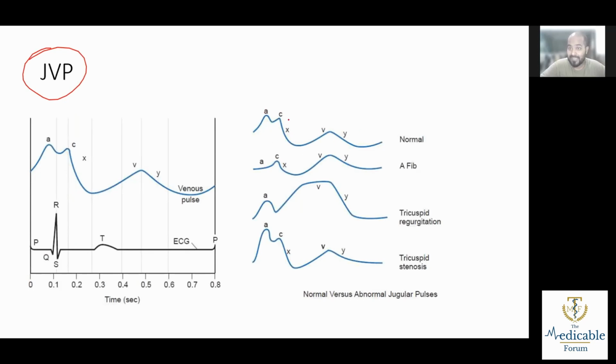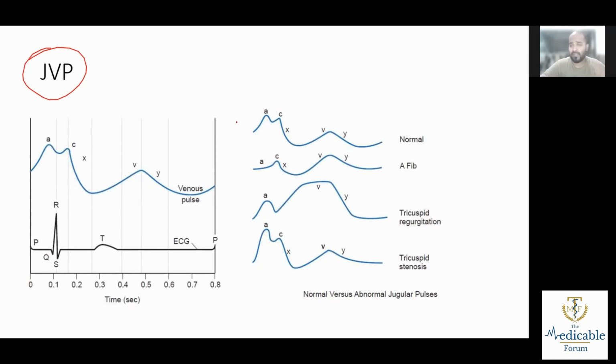So your JVP consists of a few waves, the ACXVY. A is due to the atrial contraction. Remember, A for atria. Now JVP is actually the projection of pressures from the right atrium. So when your atria contract, there is a backflow of pressure which goes up towards your neck, and that is seen as an A wave.